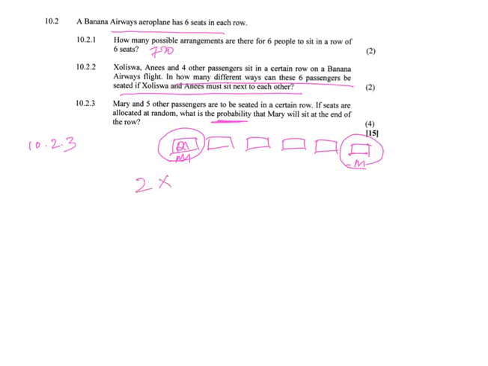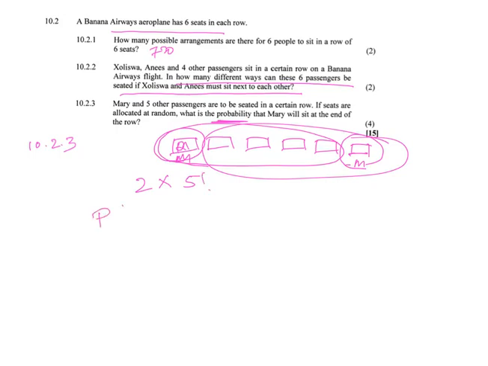And the remaining can be arranged in 5 factorial ways. So the probability of Mary at the end of the row is equal to 2 times 5 factorial divided by 6 factorial. So I get my answer as 1/3.